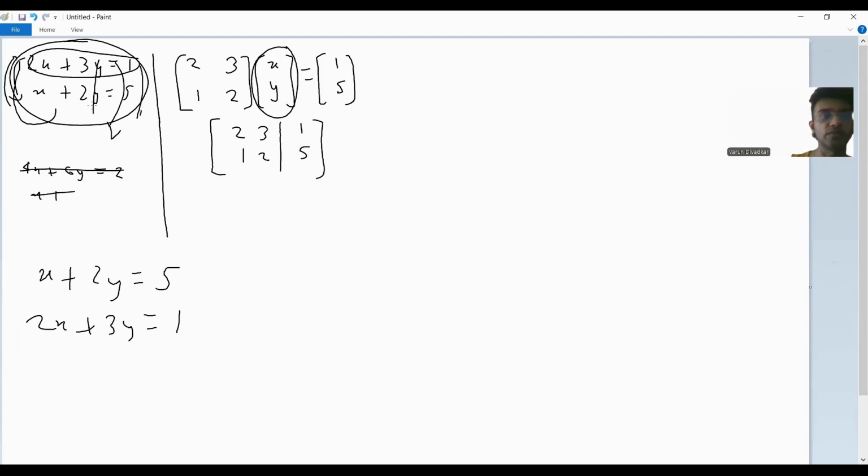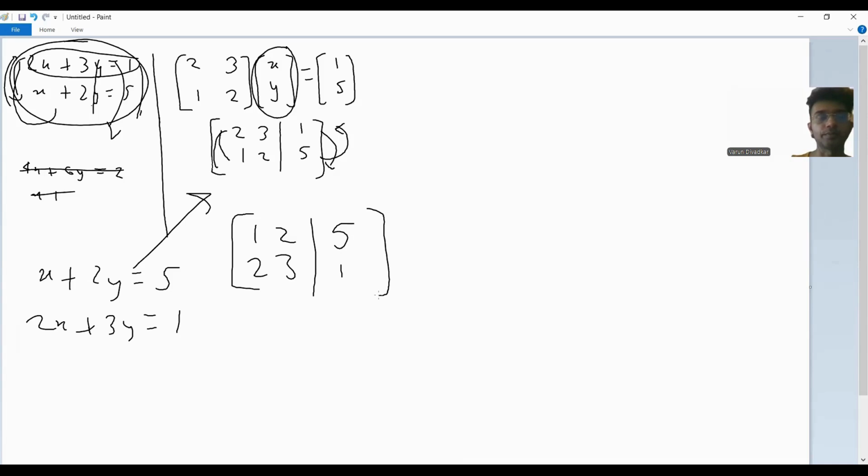So this change has to be reflected here as well. This is now going to become 1, 2 going to the top and 2, 3 coming to the bottom. So [1, 2; 2, 3]. And similarly, 5 is going to go here and 1 is going to come down. So [5, 1]. That's the second transformation: if you swap any two rows of a matrix and reflect the same thing on the right-hand side, then the equation remains unchanged. That's the second elementary transformation.